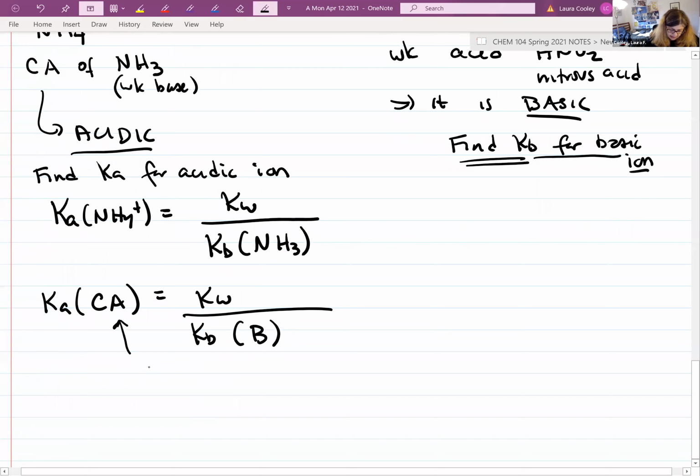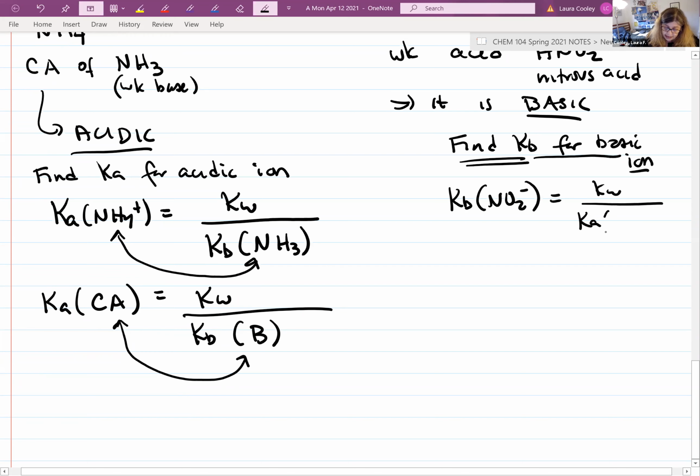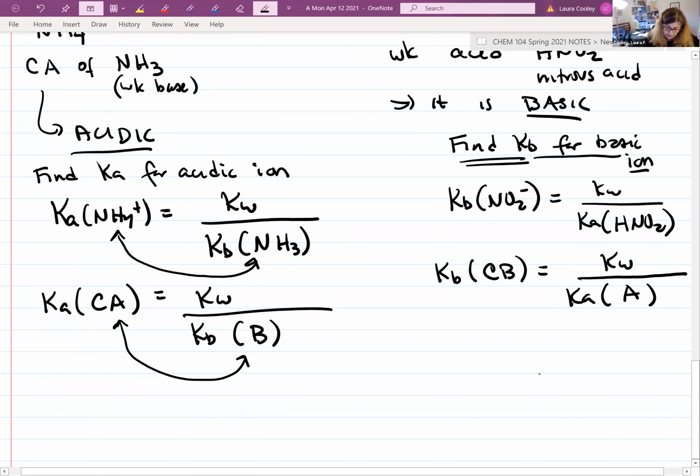These things have to be conjugate acid-base pairs, okay? And also Kb for NO2 minus is Kw over Ka for the corresponding weak acid. So more generally, Kb for the conjugate base is Kw over Ka for the corresponding acid. This is in general, and these have to be pairs, conjugate acid-base pairs.